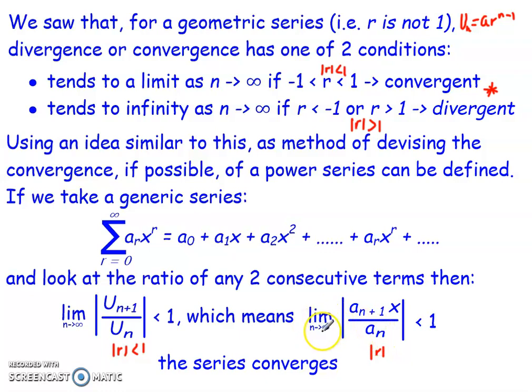And again, as n tended towards infinity, if the magnitude of that was less than 1, so our common ratio was less than 1, we had a series that converged. So we can apply that principle to a power series in order to calculate whether it converges or not. And this point here, where we have a_(n+1) over a_n, the magnitude of that being less than 1 as n tends towards infinity.